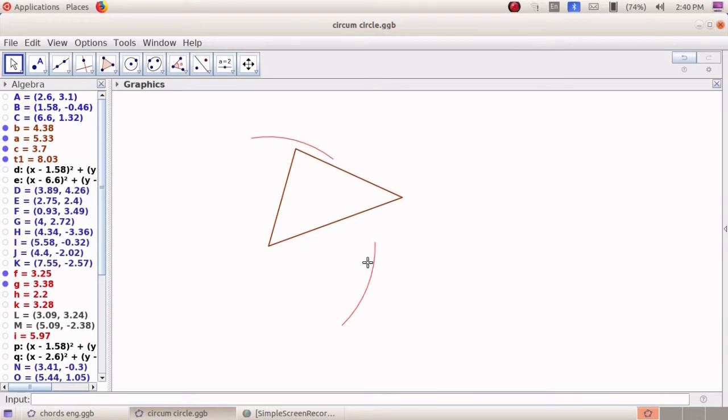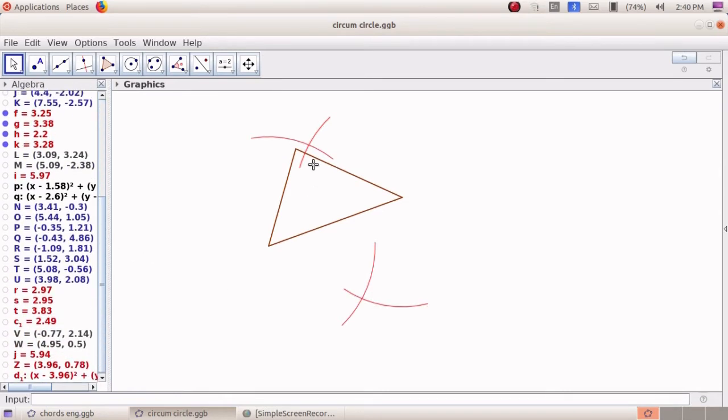With the same distance in the compass, keep the compass here. Draw another two arcs to cut the first two arcs. You will get such two arcs. See, there is an intersecting point of the arcs here and also an intersecting point here. We have to join those two intersecting points. We will get the perpendicular bisector of one side.